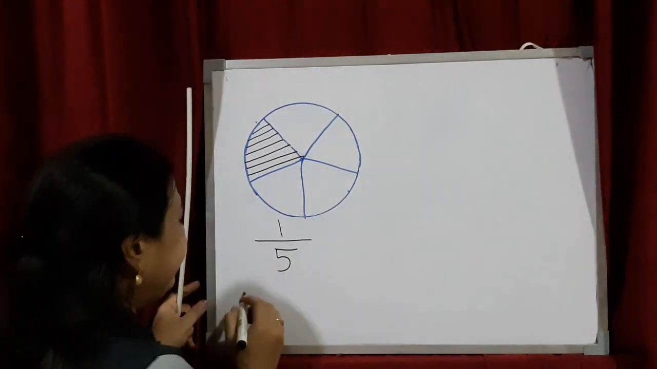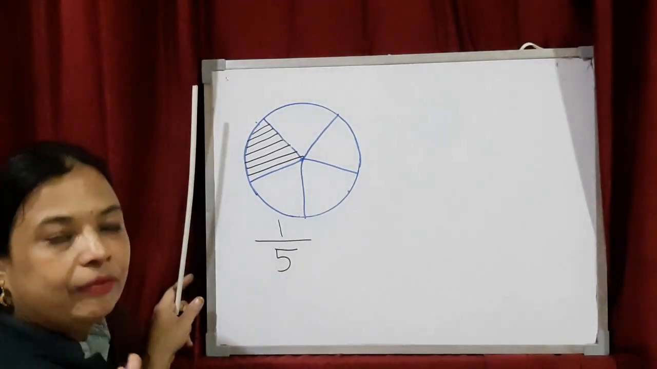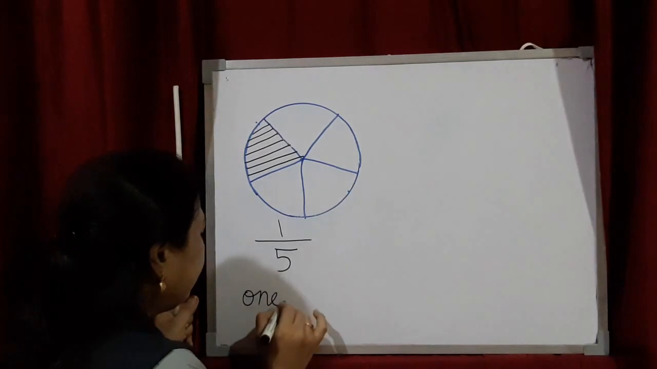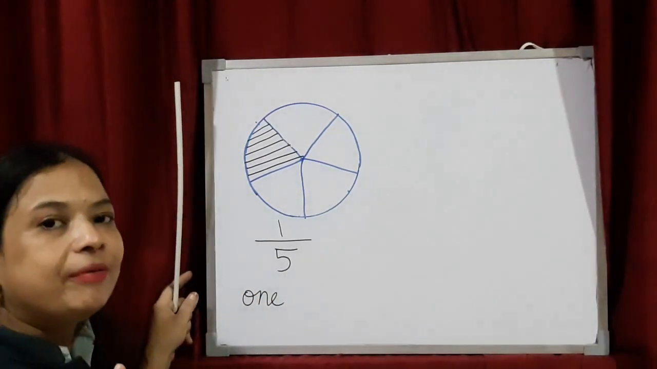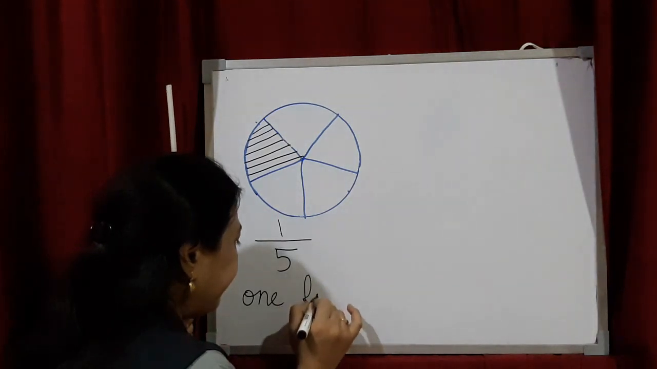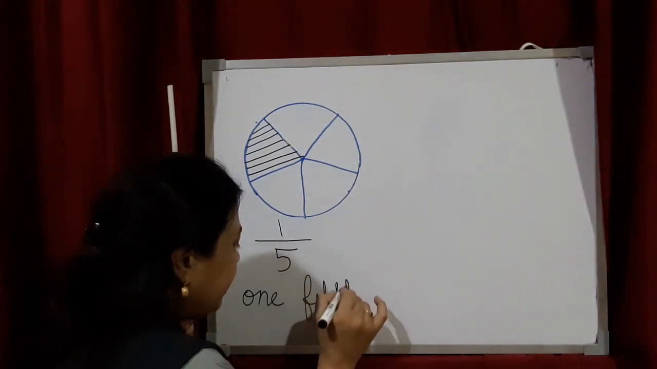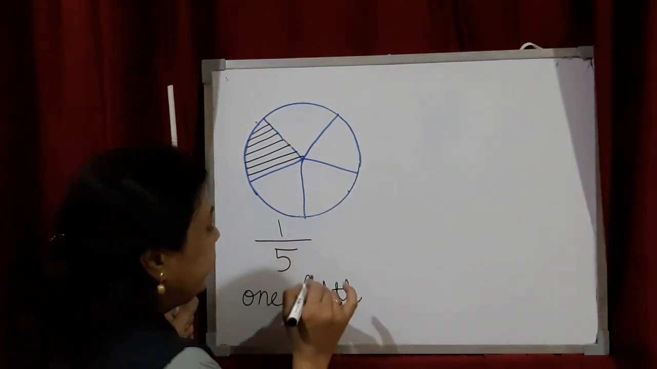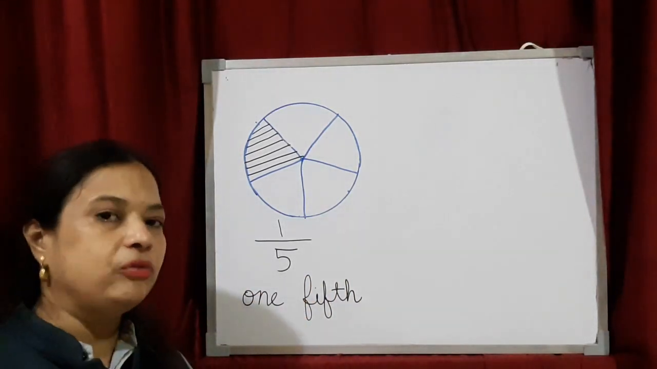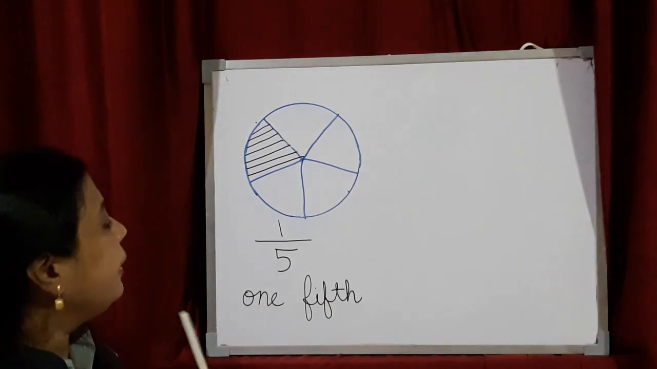We are going to write 1, the cardinal number, here, and for 5 what will we write? 5th, right? 1/5, fifth. So if you don't know the spellings, first learn the spellings and then write. Okay, come on.